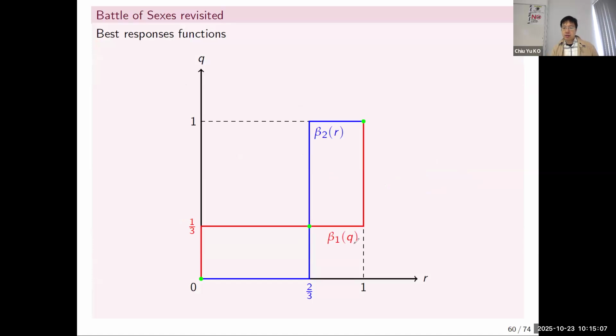So player 1, Q less than 1/3. When Q is less than 1/3, then R is 0. Why? What does that mean? When Q is less than 1/3, let's look back here and try to make sense of this from the game, okay? What does that mean?